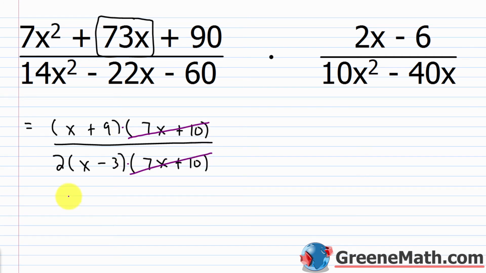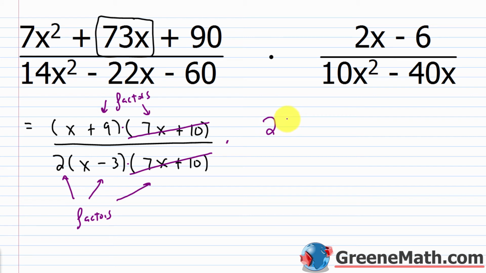Those are all factors. So 2 is a factor, the quantity x minus 3 is a factor, and the quantity 7x plus 10 is a factor. These are factors. And then the quantity x plus 9 is a factor, and then the quantity 7x plus 10 is a factor. So we canceled common factors. Then times. For these guys, it's going to be easier to factor.